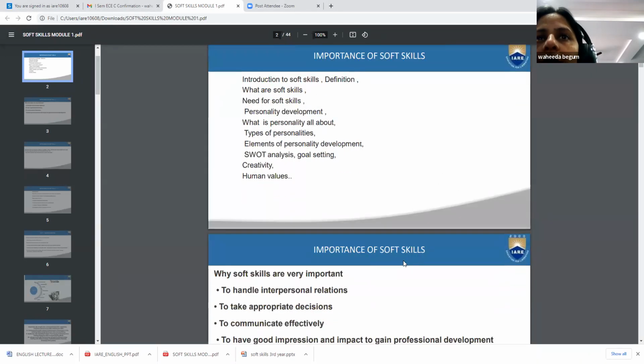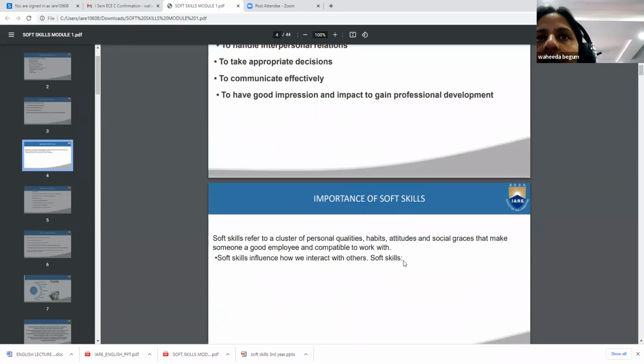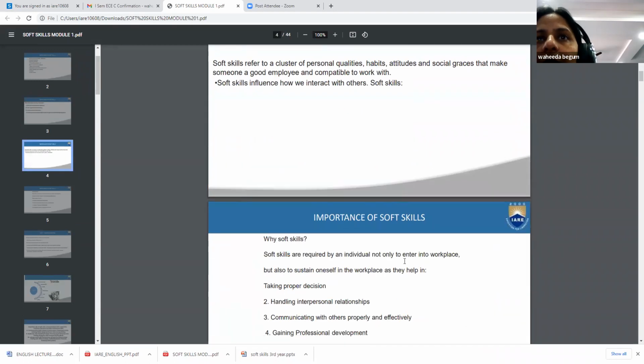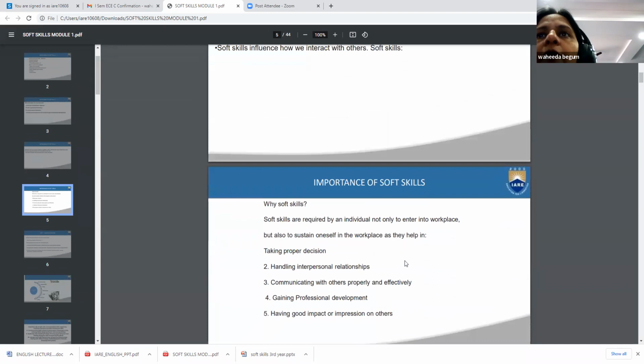To handle interpersonal relationships. This is all about soft skills. Let me tell you something about hard skills as well.